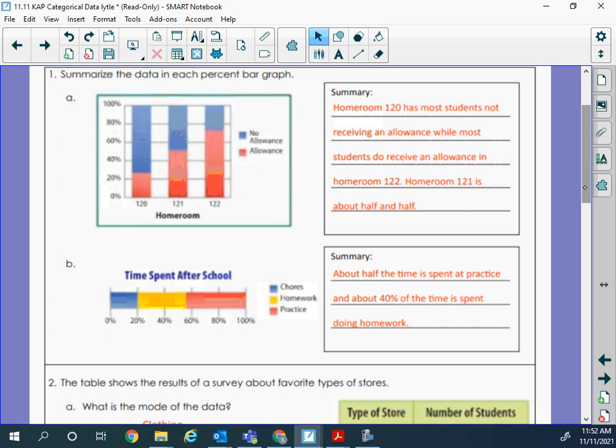Did anybody write anything different here on A? Everyone wrote exactly that. I find that hard to believe. Well, not exactly that, but basically, okay. Oh, you read the percentages, okay. And then on B, they said about half the time was spent at practice and about 40% was doing homework. You might have also said chores was the least, practice was the most, something like that, okay.